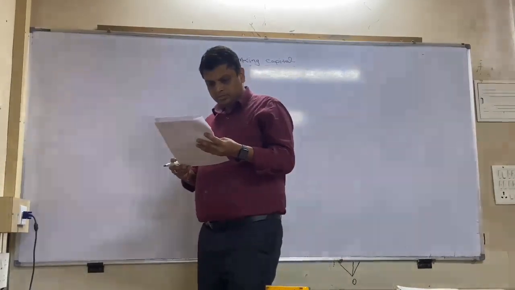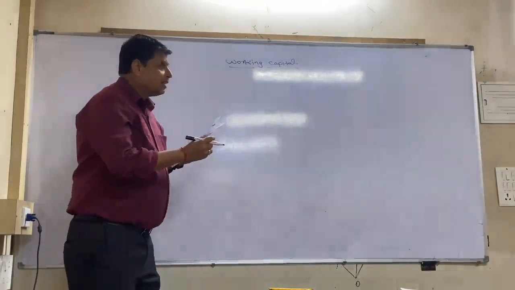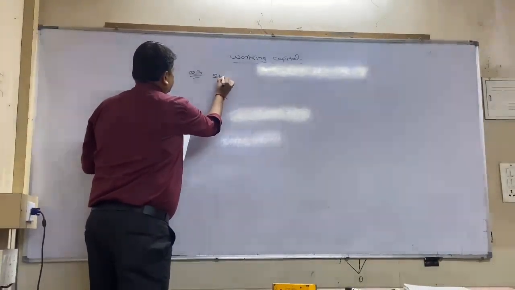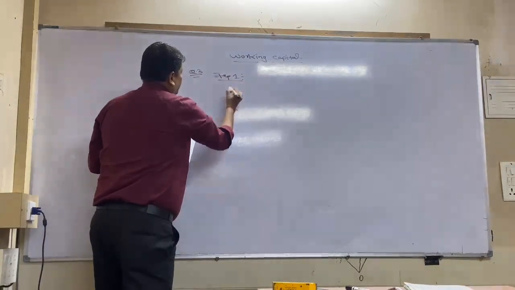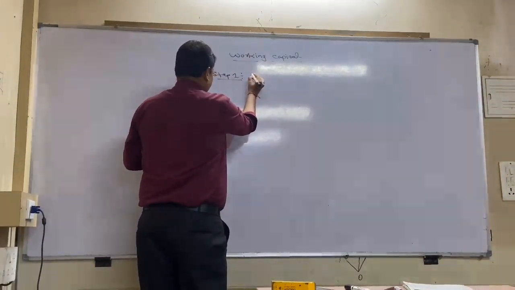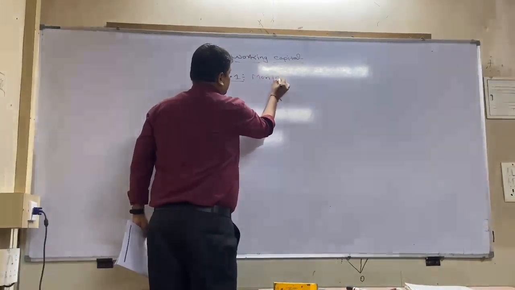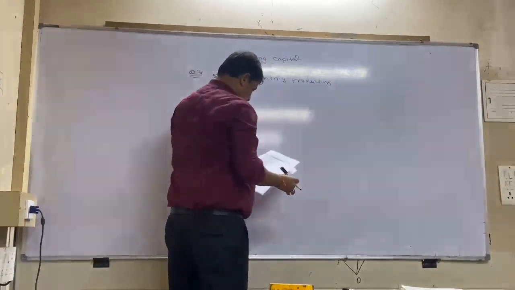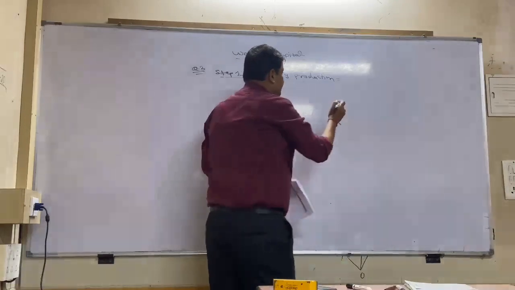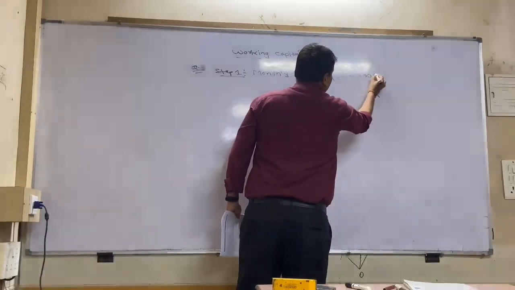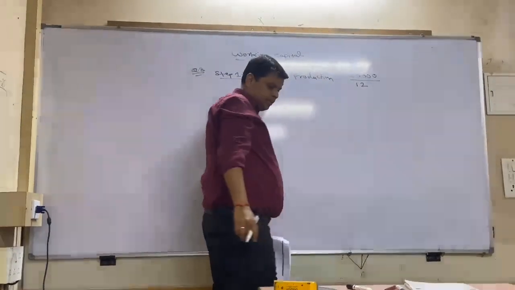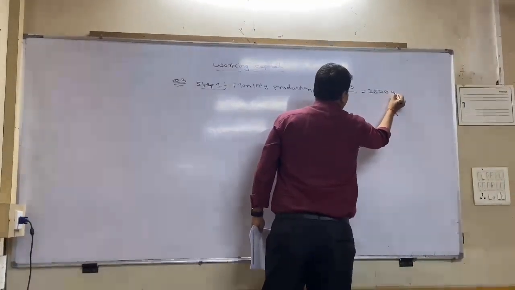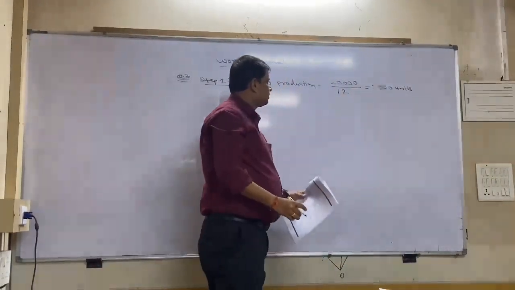So this is the question. Our first step, step number 1: we need to find out, since information is given in months, the monthly production. In the first line they are saying a total of 30,000 units in a year. So 30,000 divided by 12 comes to 2,500 units.